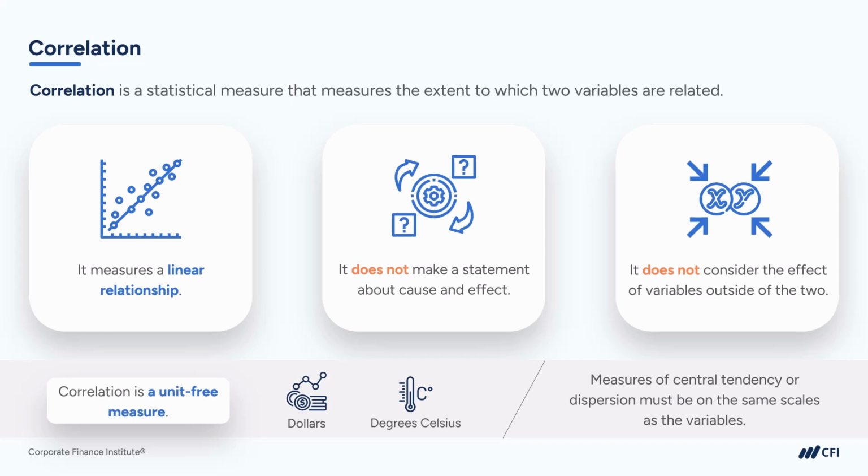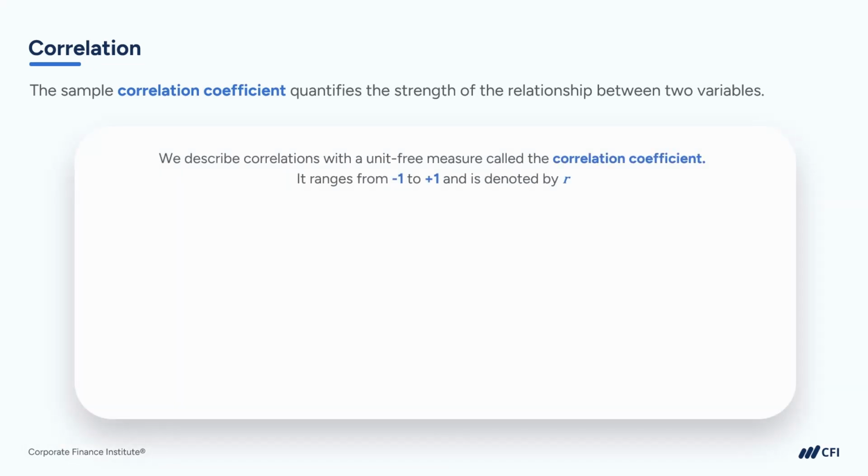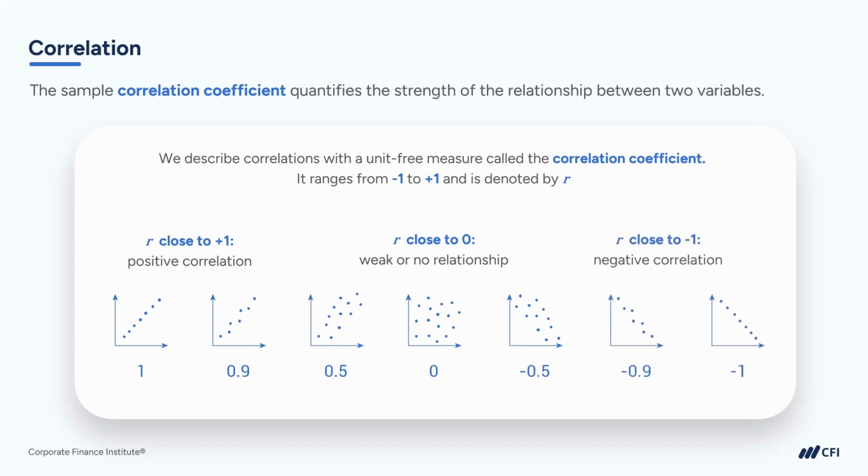The correlation coefficient quantifies the strength of the relationship between two variables, and correlations are also tested for statistical significance. More on this a bit later. We describe correlations with a unit-free measure called the correlation coefficient, which ranges from -1 to +1, and is denoted by R. The closer R is to zero, the weaker the linear relationship. Positive R values indicate a positive correlation, which means that as one variable increases, the other variable increases as well. Negative R values indicate a negative correlation, where one variable increases, the other tends to decrease.